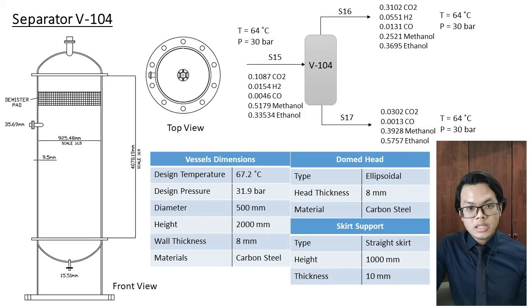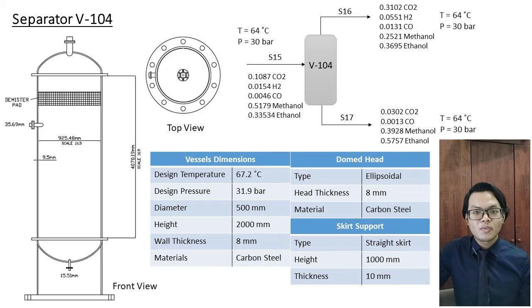2000 mm, the separator uses an ellipsoidal head, which is the most suitable in terms of its application and also its cost. The material used for the separator is carbon steel, which has a lower cost and also can withstand and has good resistance to the material inside our process. A straight skirt was also used as a support for the separator. That's all for me, thank you.